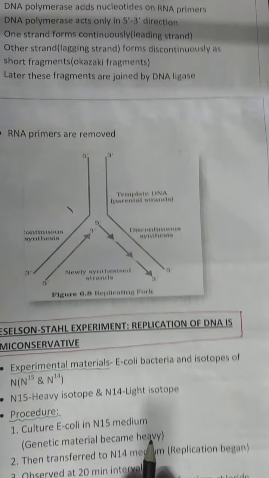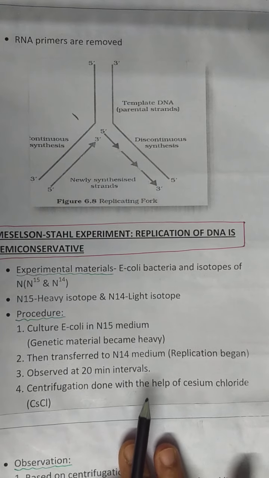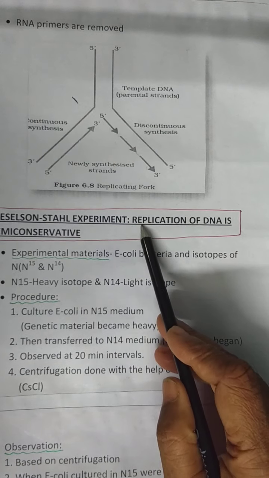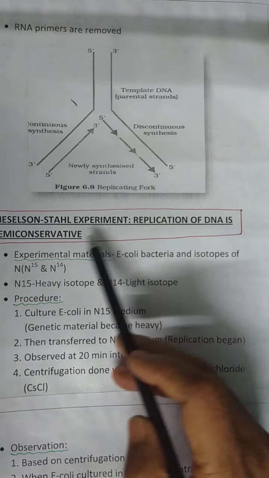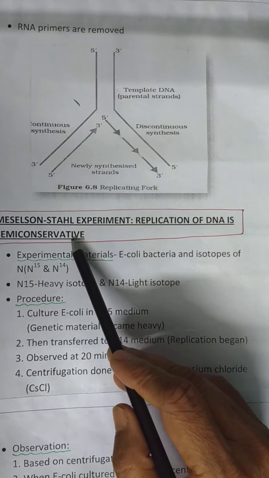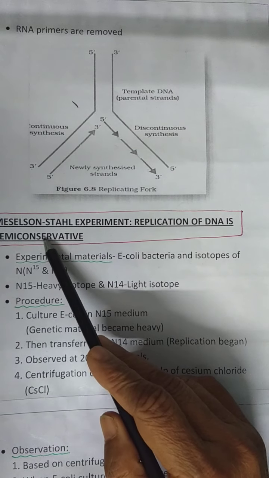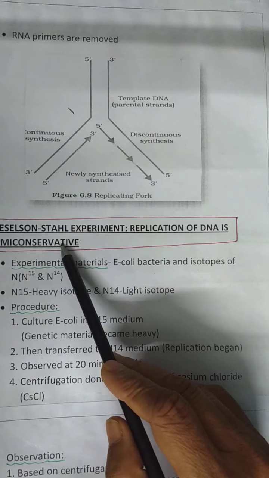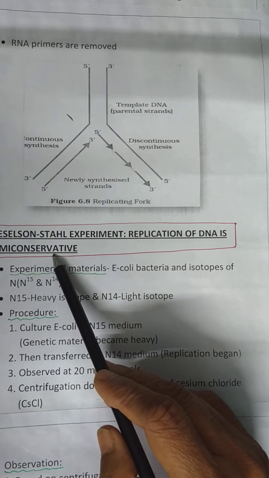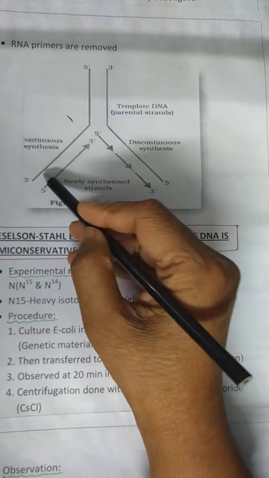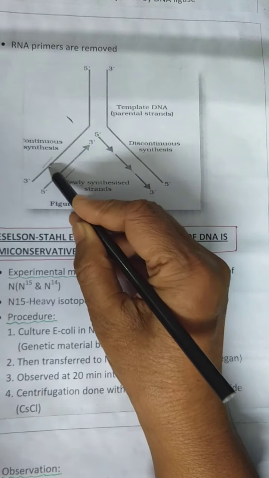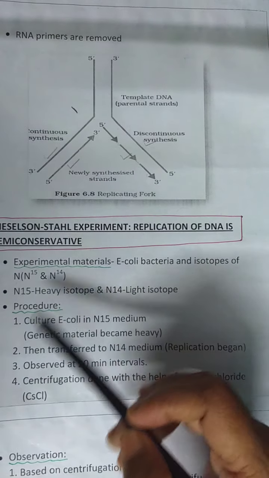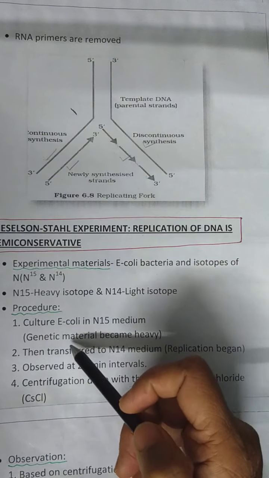Now the next topic is the Meselson-Stahl experiment, that replication of DNA is semi-conservative. He proved that replication of DNA is semi-conservative, one parental and one newly synthesized strand. Here you can see this is the parental and this is the newly synthesized. This is the parental and this is the newly synthesized. So this is called semi-conservative replication.